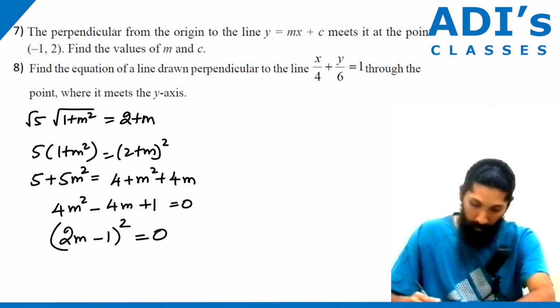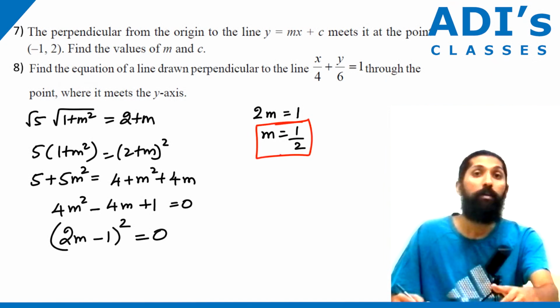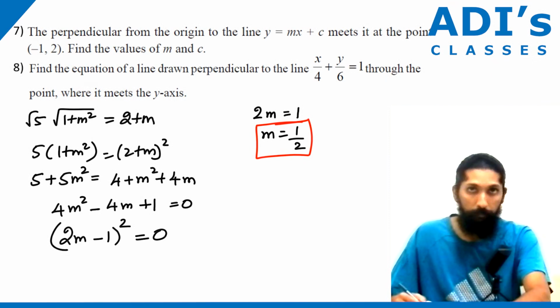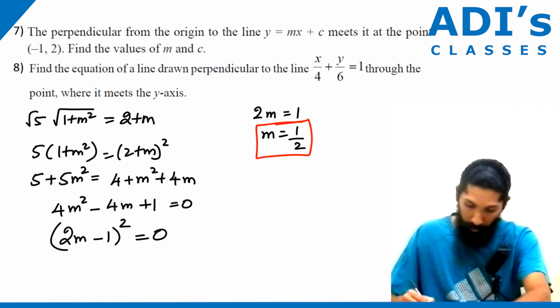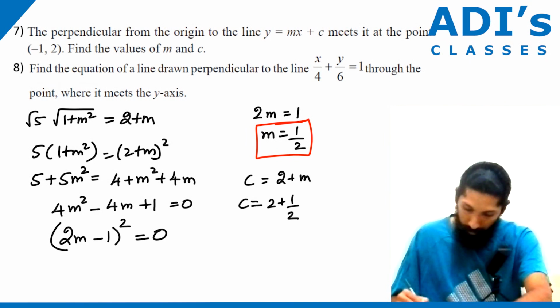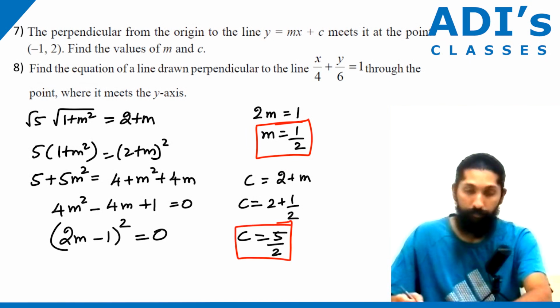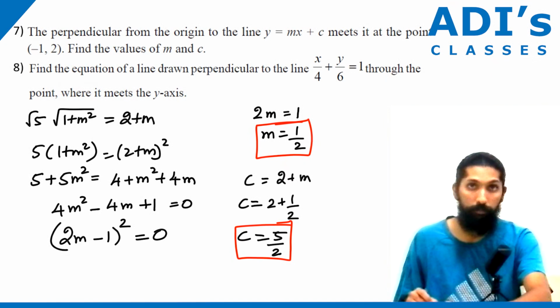That means what do we get now? 2m is equal to 1. So m is equal to half. So you got the value. Once we have m as half, we'll substitute and find the value of c. Correct? What is c? C is equal to 2 plus m. So c is equal to 2 plus half, which is 5 by 2. So we got m as half and c as 5 by 2. Clear? So we'll finish the 8th problem now.